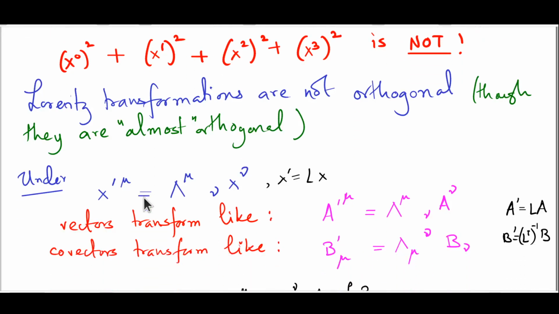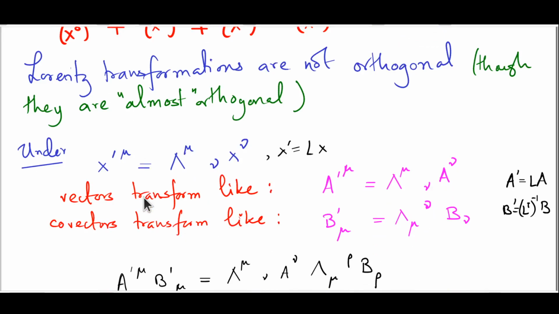So under the transformation x prime mu equals lambda mu nu x nu, or something which can be written in the matrix form as x prime equal to Lx, vectors transform like a prime mu equals lambda mu nu a nu, with the indices placed such that the first index is on the top and the second index is at the bottom. So from the top left to the bottom right. And covectors transform like b prime mu equal to lambda mu nu b nu, where the indices go the other way.